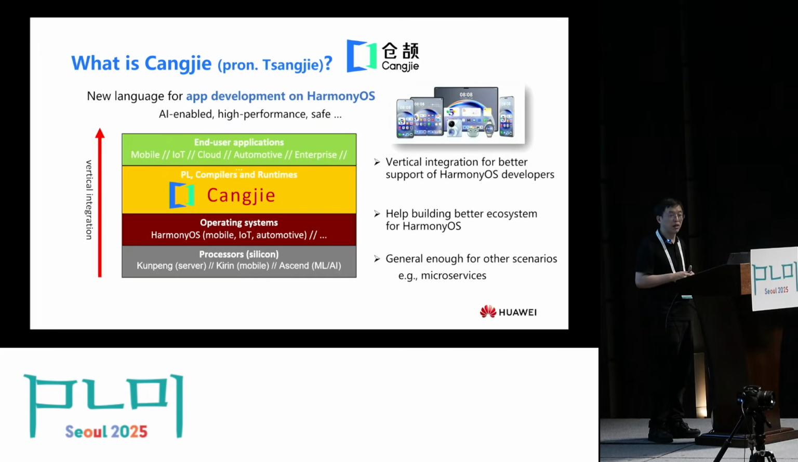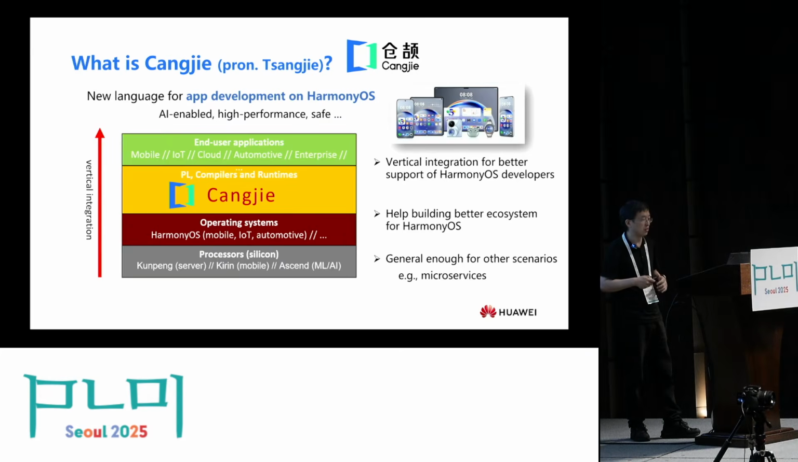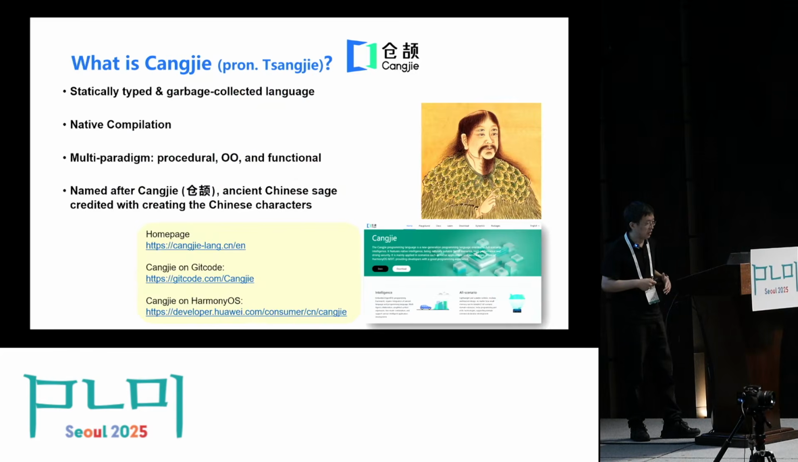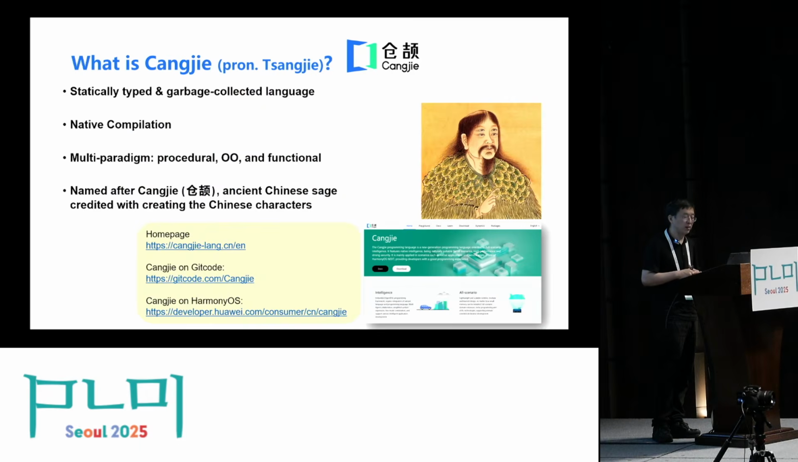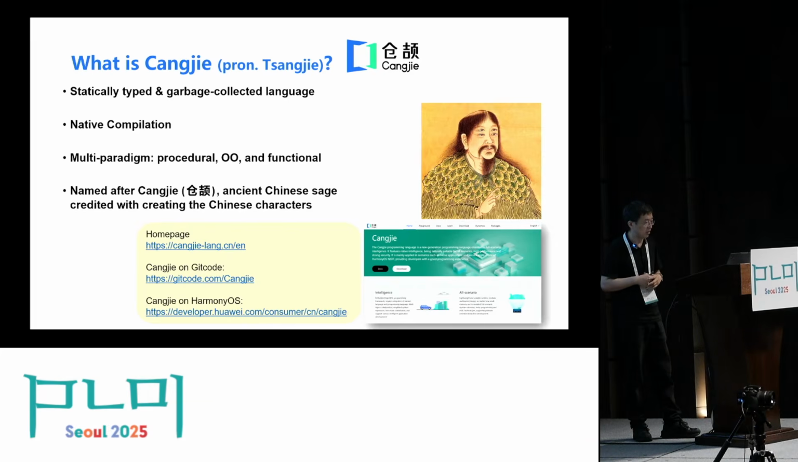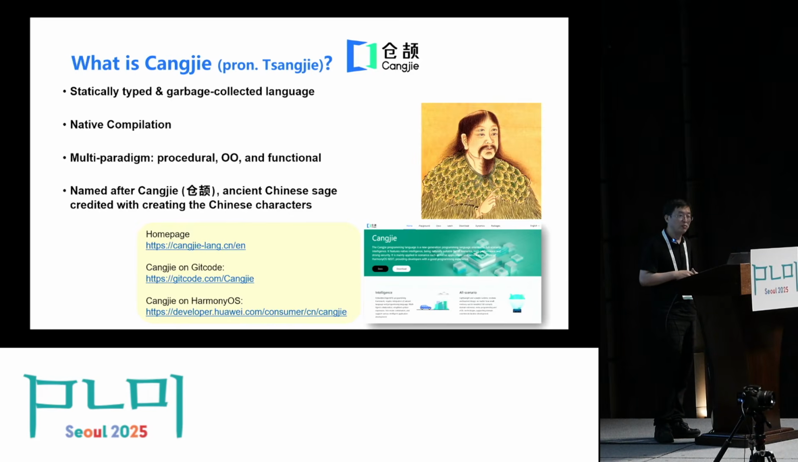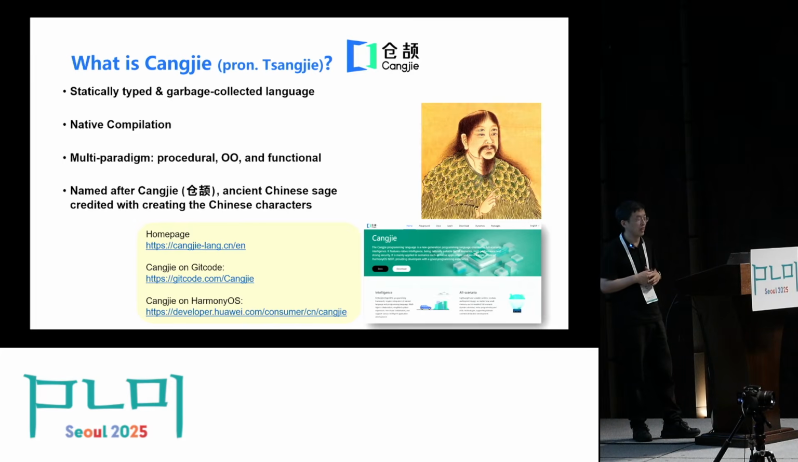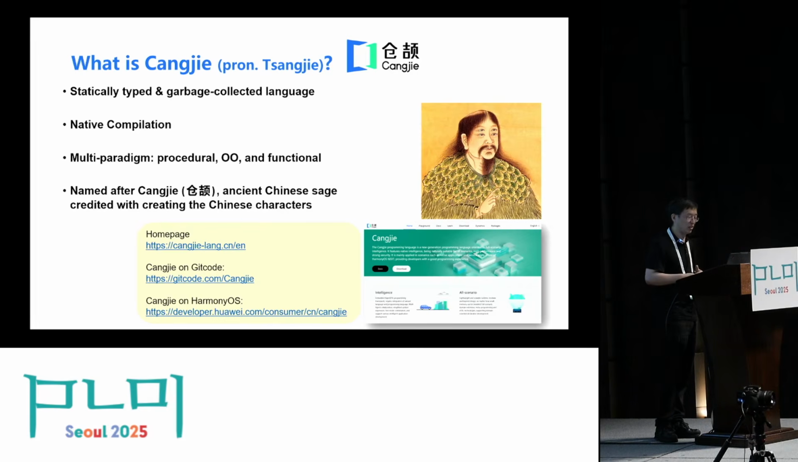Also, the language itself is a general purpose language. It can be applied in other scenarios like microservices. The language is a modern statically typed and garbage collected language. With an ARVM-based backend, it supports native compilation. And it's also a multi-paradigm language. The name comes from the ancient Chinese sage who is supposed to be the inventor of Chinese characters. So here we have a nice picture of this person, Cangjie.